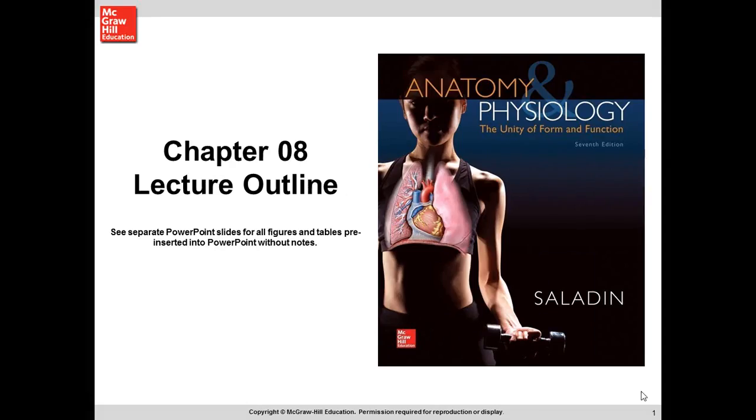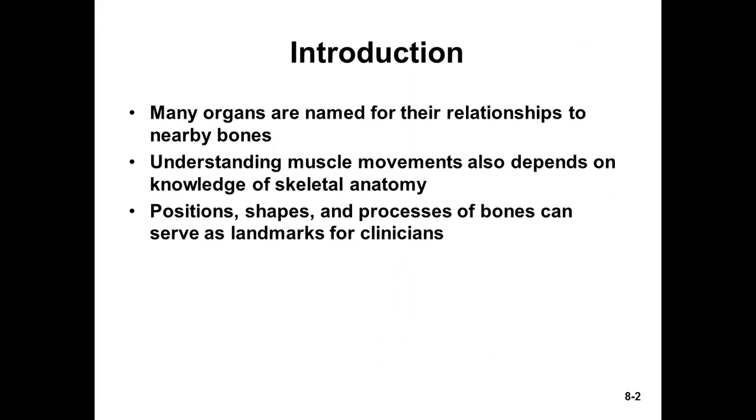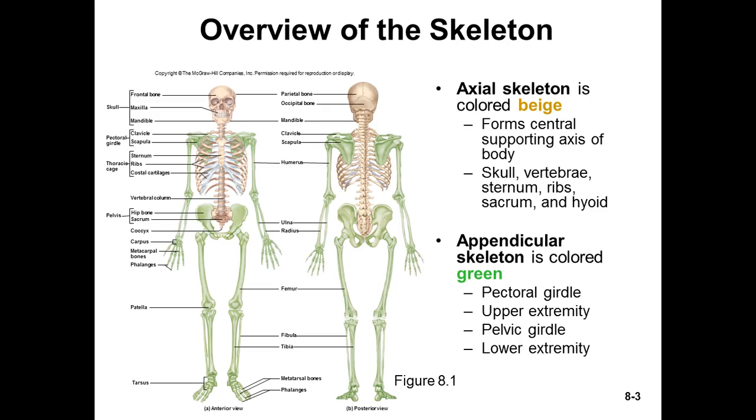Chapter 8, Lecture Outline. Chapter 8 deals with the skeletal system. I'm not going to cover the entire chapter because there's only a little bit on your second lecture exam. However, this chapter is really comprised of both of your upcoming lab exams on the skull as well as the bones. This is on page 231 of your textbook.